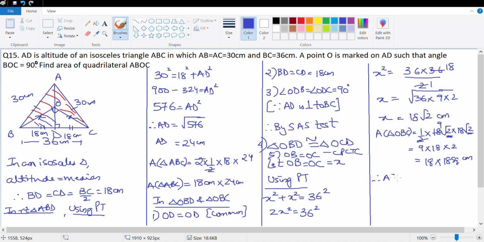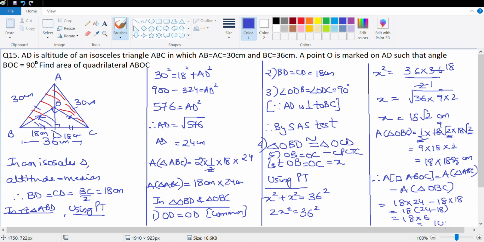Therefore, area of quadrilateral ABOC is equal to area of big triangle, which is ABC, minus area of small triangle OBC. Area of big triangle, we got it as 18 into 24 minus 18 into 18. 18 common, that's 24 minus 18. That's 18 into 6, which is 108 square centimeter. So area of quadrilateral is 108 square centimeter.